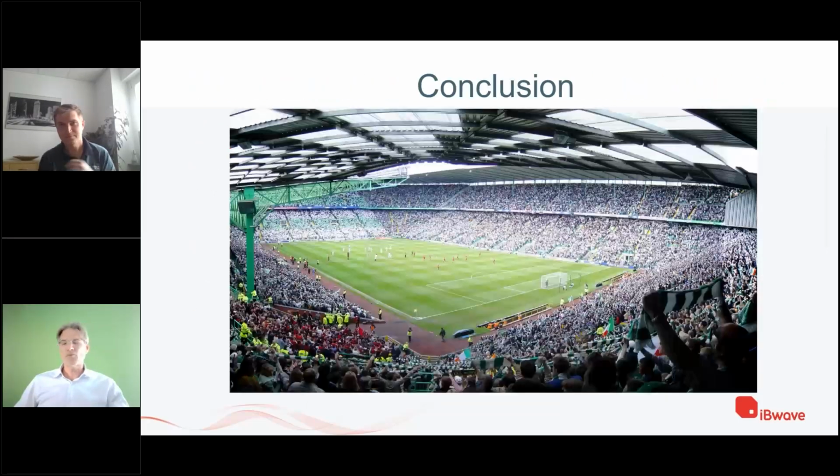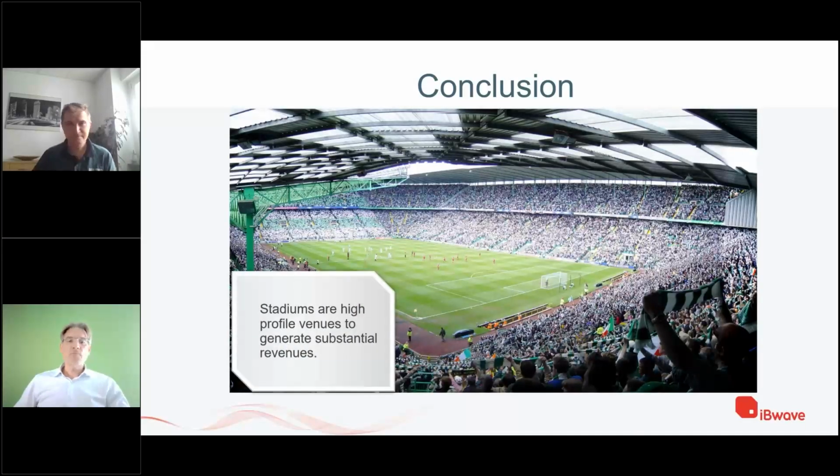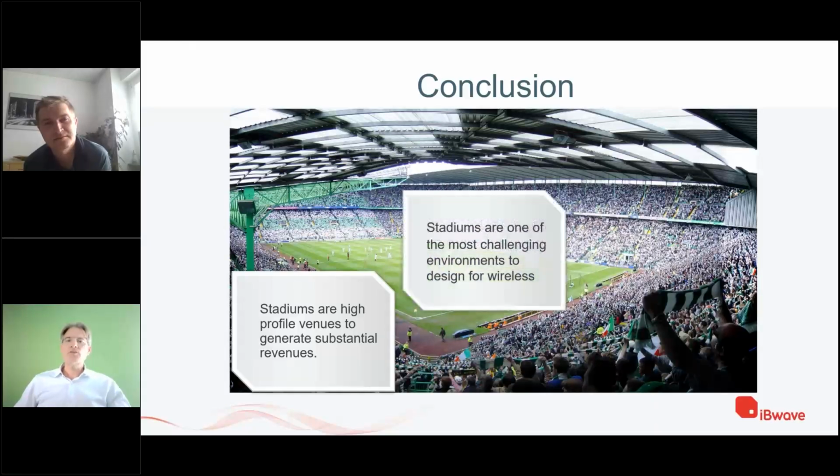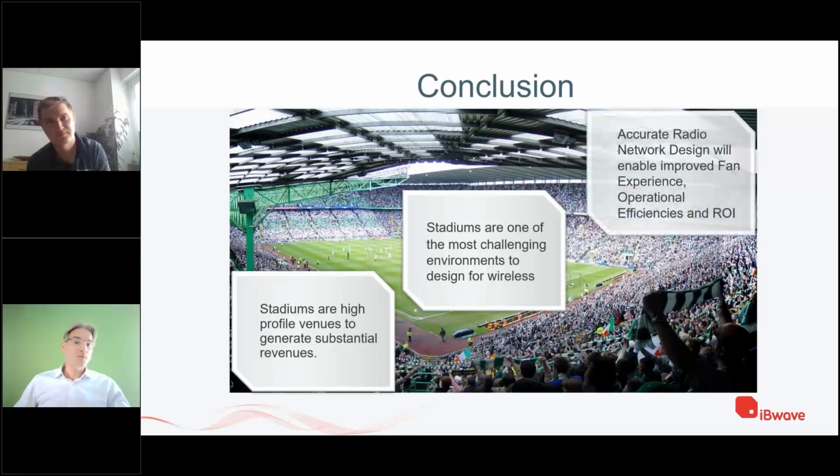So as a conclusion, and before I hand over to Victor, stadiums are really high-profile venues. They generate revenues. That's clear. Stadiums are one of the most challenging environments to design for. Why? It's very complex. You are limited in antenna positions. There are a lot of people in the stadium, and you need to provide capacity and minimize interference. And therefore, it's really important to have a proper radio network design to get that fan experience and operational efficiencies. At the end, that's the return on investment for that stadium project.